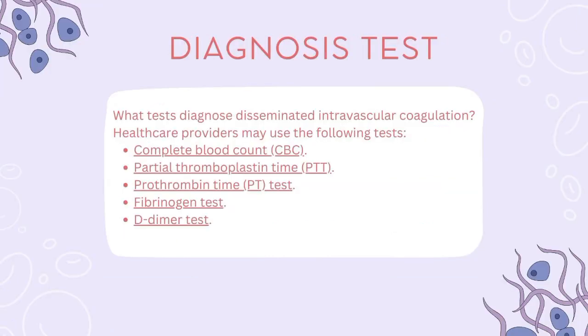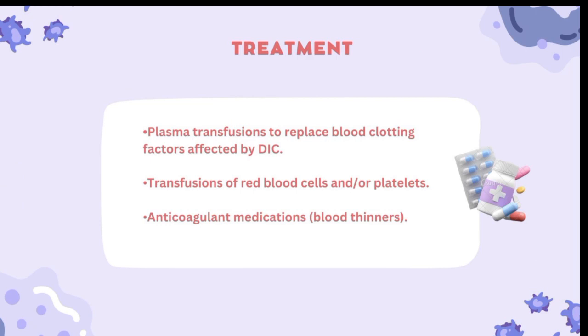And next are the diagnostic tests for disseminated intravascular coagulation. So these are the tests. The first is the complete blood count or CBC, the partial thromboplastin time, the prothrombin time test, the fibrinogen test, and the D-dimer test. So how is DIC treated?